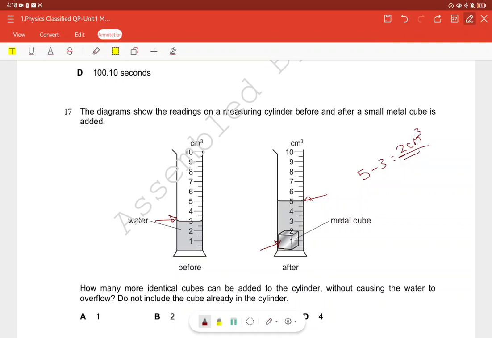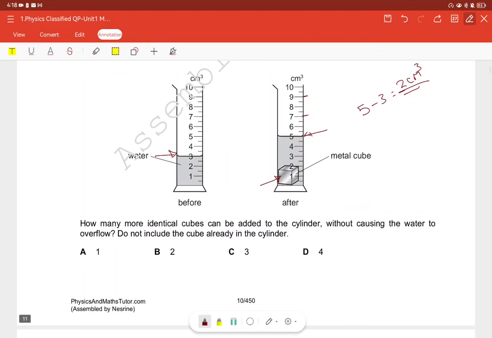We want to add more cubes so that the water doesn't overflow. How many cubes can we add? If we add the first one, it becomes 7. If we add the second one, it becomes 9. Can we add another one? It will overflow. So how many should we add? We should add just 2 of them.